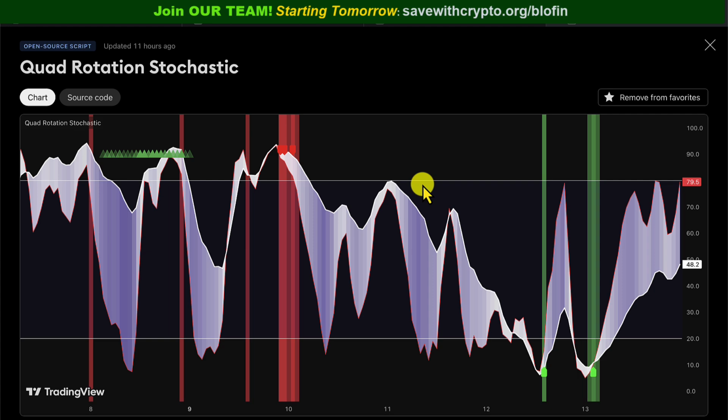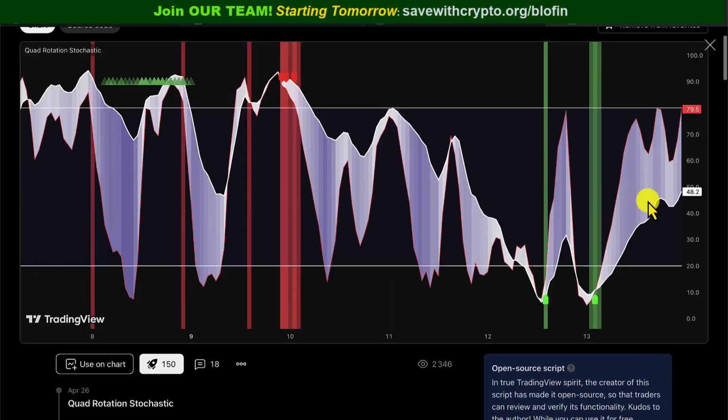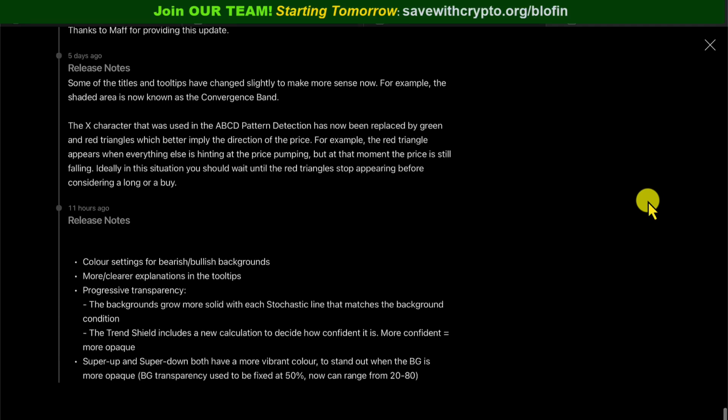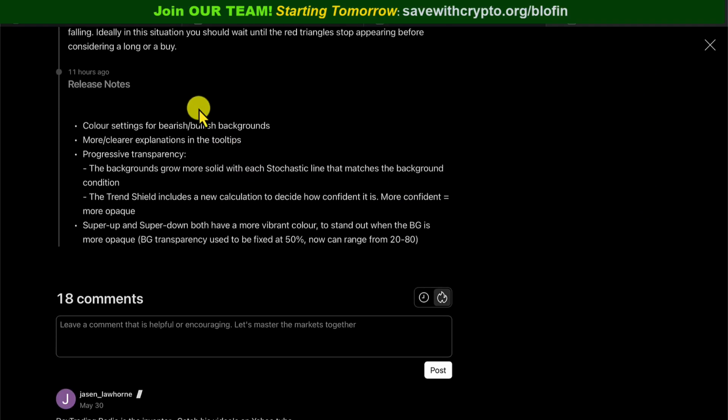If you don't know what I'm talking about, quad rotation stochastic is an indicator that I've been working on with the help of an excellent coder called Maff, and I've got a meeting with him this morning in 1 hour's time to discuss the updates, and we'll make a video about it as well, so that's going to be cool. But this is a brilliant indicator. If you want to see the release notes for this latest version, they're down the bottom here.